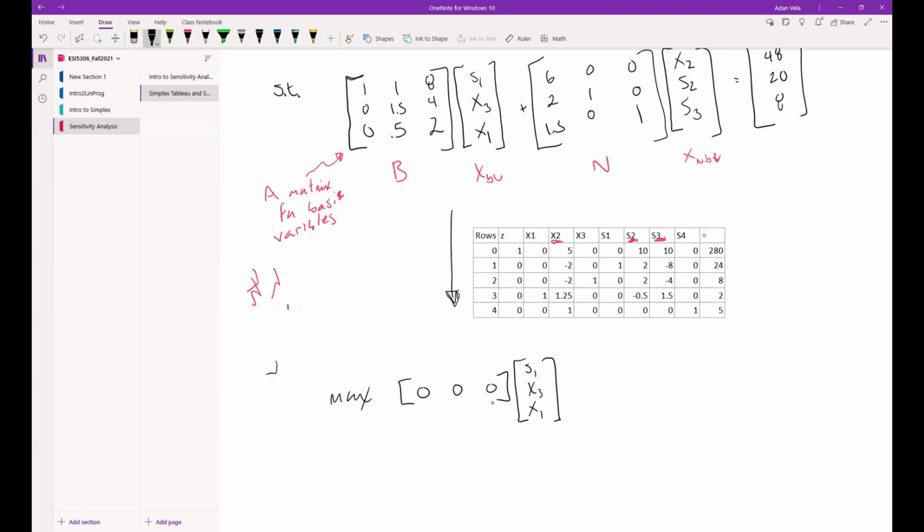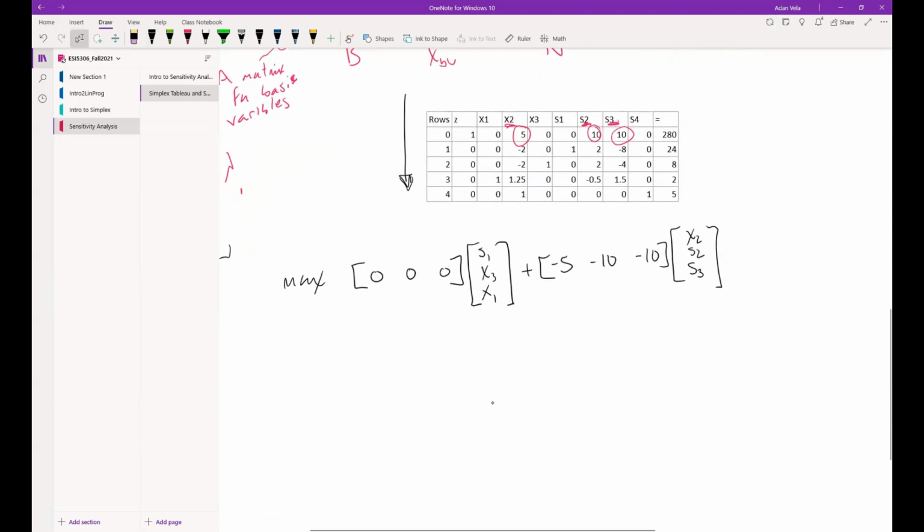Okay, so next, if we look at the non-basic variables and the coefficients, we have 5, 10, and 10. But we have to be a little bit careful because these are actually the negative of the coefficients when we write out our problem. So in fact, here we have -5, -10, and -10 getting multiplied by the non-basic variables. Using the Tableau, we can do a similar procedure for what the constraints look like.